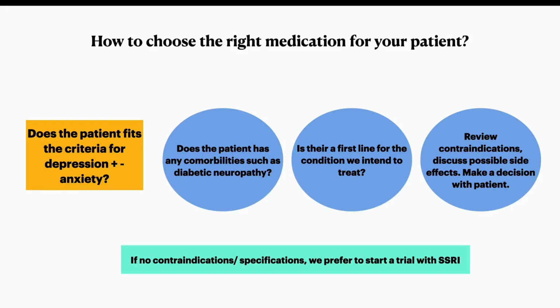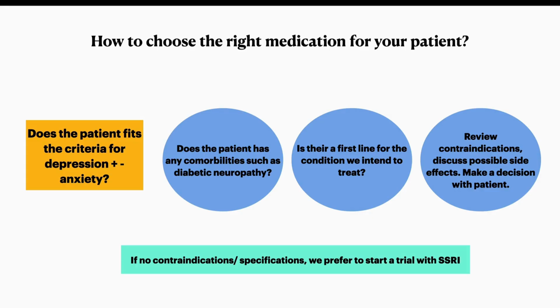So, how to choose the right medication for your patient? I have developed a little step-by-step approach. First, does the patient fit the criteria for depression plus or minus anxiety? We have the DSM-5, which is the book we base on to diagnose these conditions, right? So once we say, okay, this patient fits the criteria, the second question is, does the patient have any comorbidities such as diabetic neuropathy, right? The third question, sorry, will be, is there a first line for the condition we intend to treat? And the last one is to review contraindications, discuss possible side effects, and make a decision with the patient.